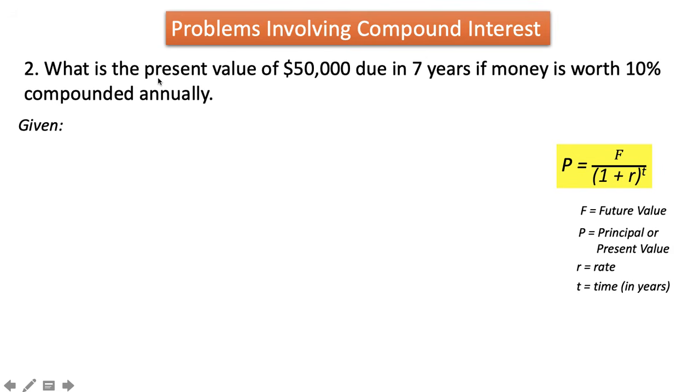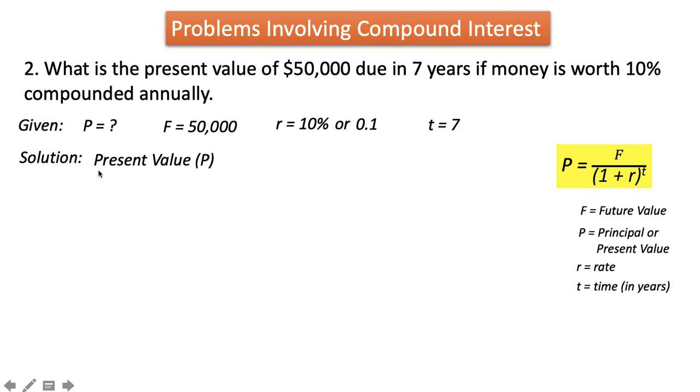So in here, since we are looking for the present value, our P is unknown. Then we'll write the rest of the given. F, or the future value, is 50,000. The rate is 10%, that is equal to 0.1, and T is 7. So we will then write the formula of the present value. Then we will substitute the given.